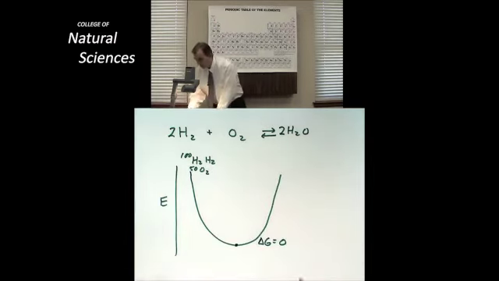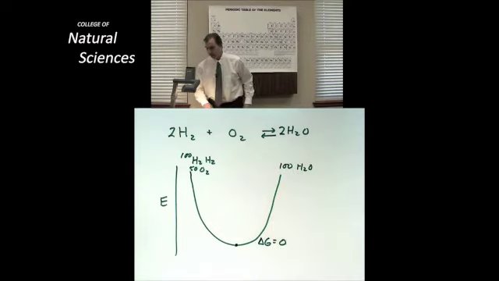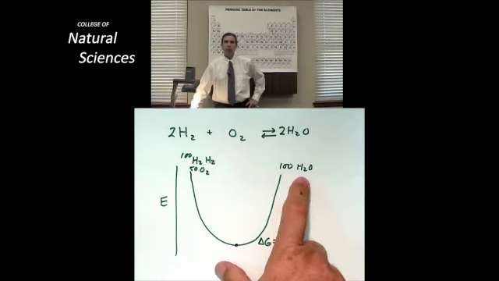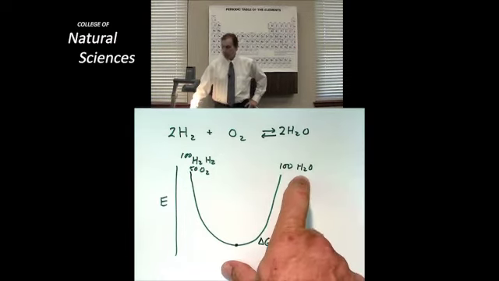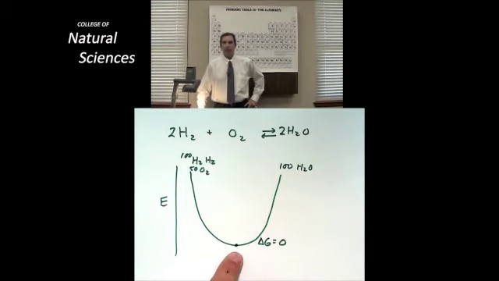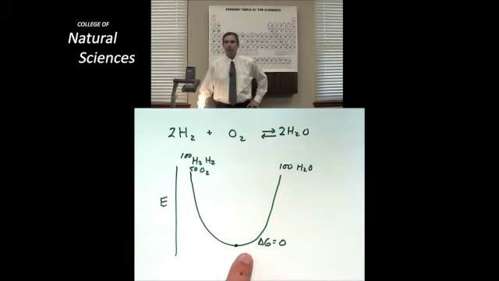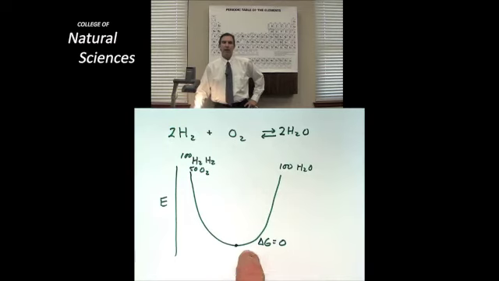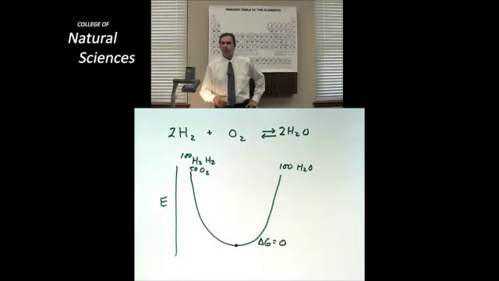Well, similarly, we could start over here on the right-hand side of the reaction and say, what if I just started with a bunch of water and said, ready, set, go, and let it react? Well, it would react in the opposite direction, heading back this way, falling down to the bottom of the hill. Notice that both sides of the reaction, as they fall down to the bottom of the hill, fall to the same place. They fall to a place where there is the equilibrium amount of the hydrogen, the oxygen, and the water.